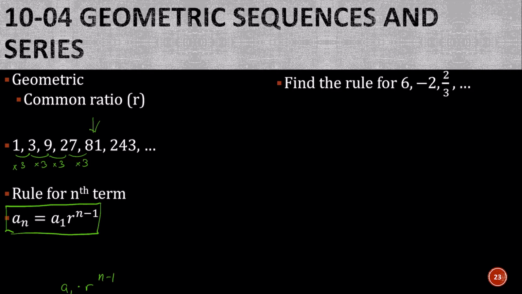So let's find the rule for the geometric sequence 6, negative 2, 2/3. The first thing to do is find r. It looks like I'm multiplying by negative 1/3, and again, I'd be multiplying by negative 1/3. So r is negative 1/3, and the a1 is 6. So an is a1 times r to the n minus 1.